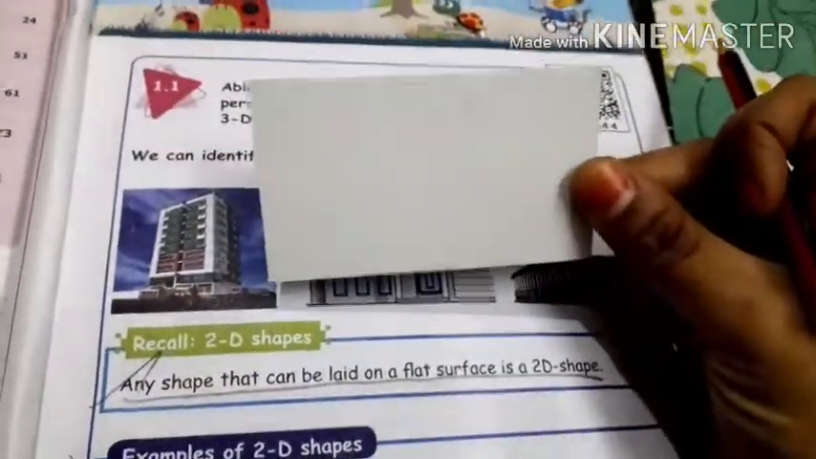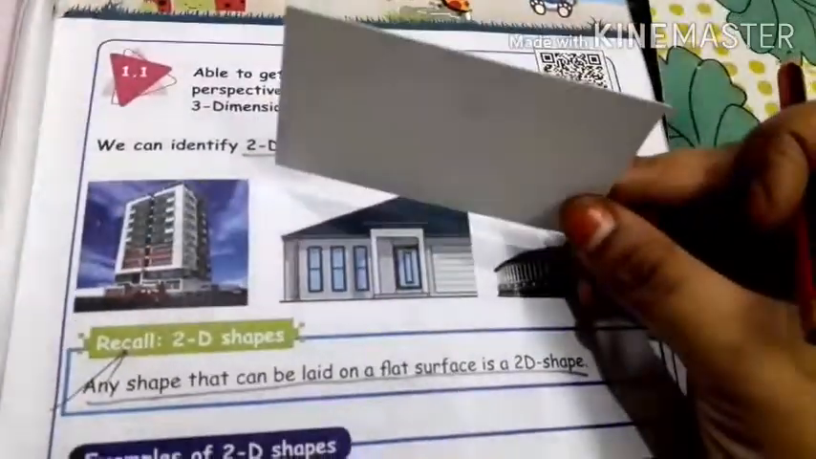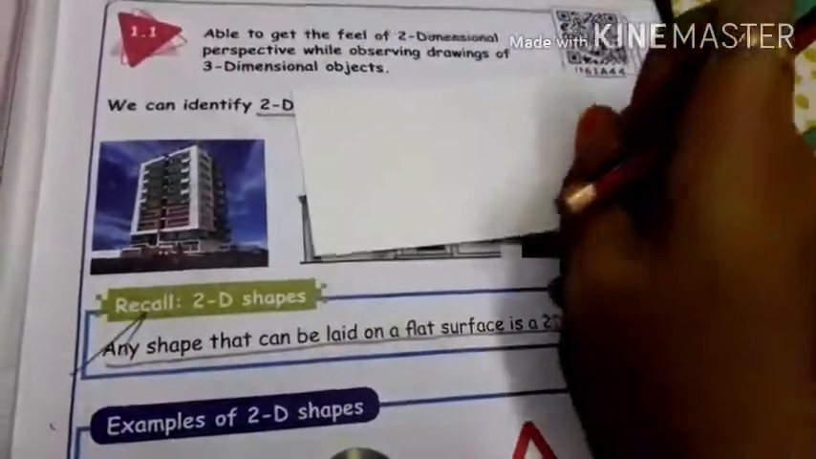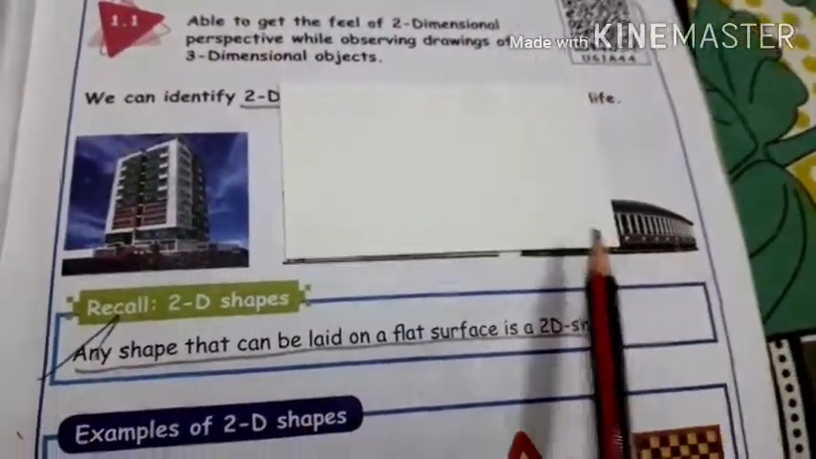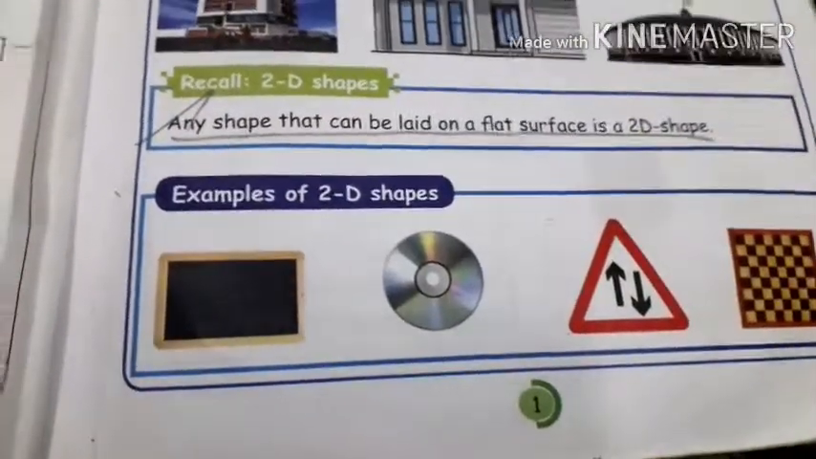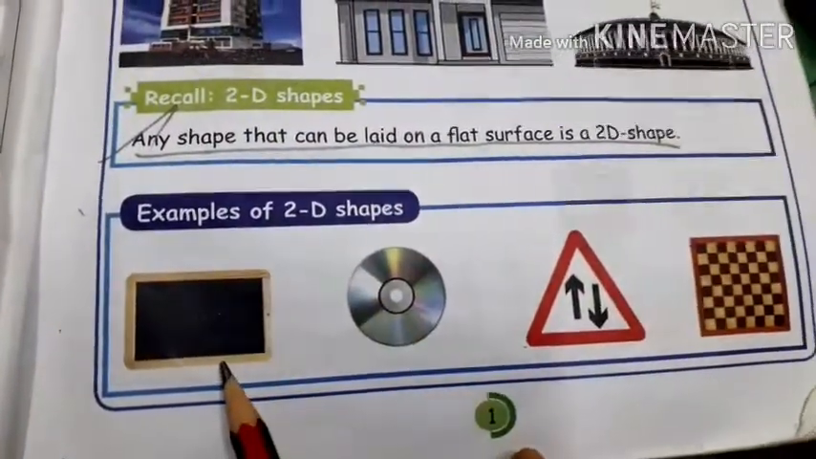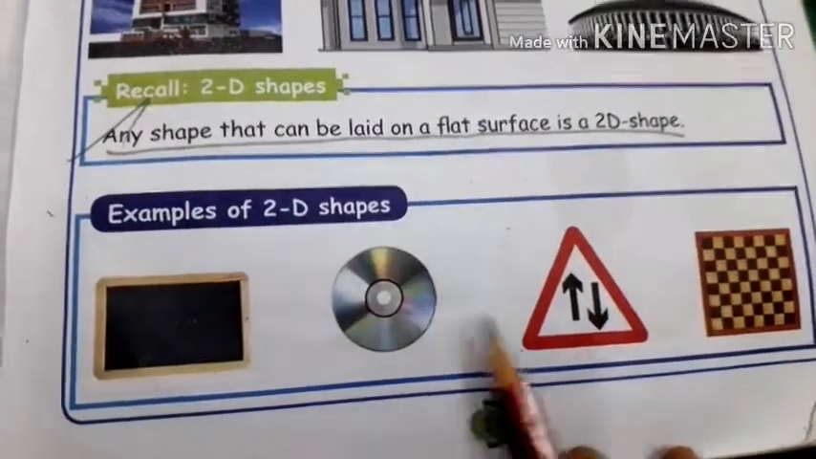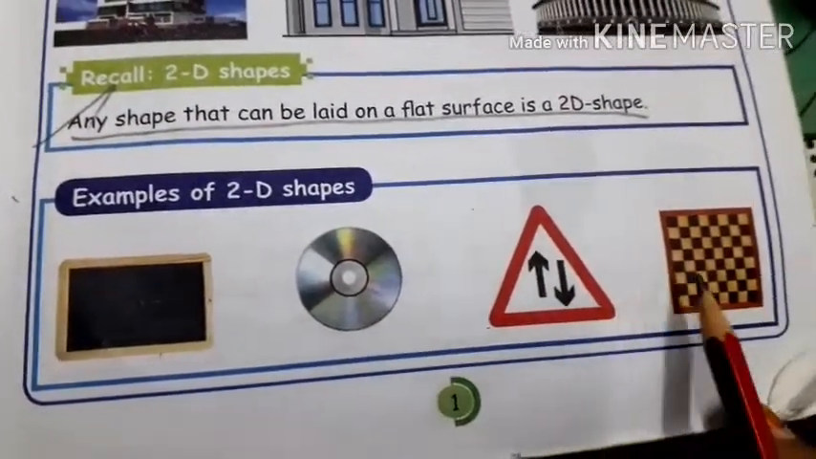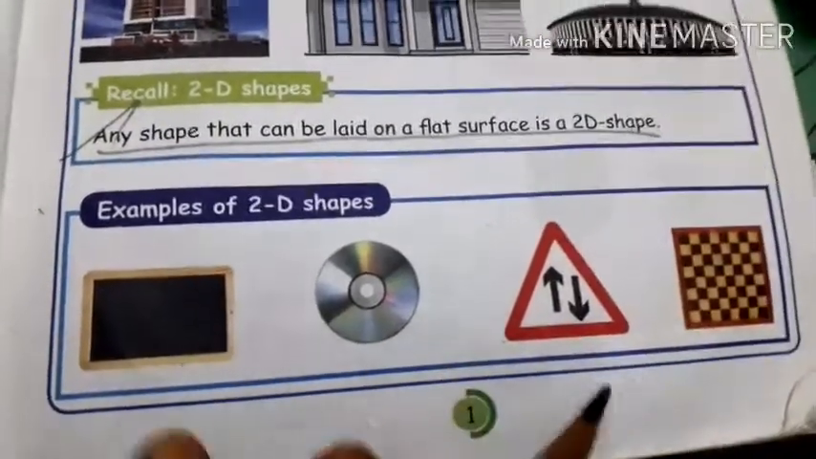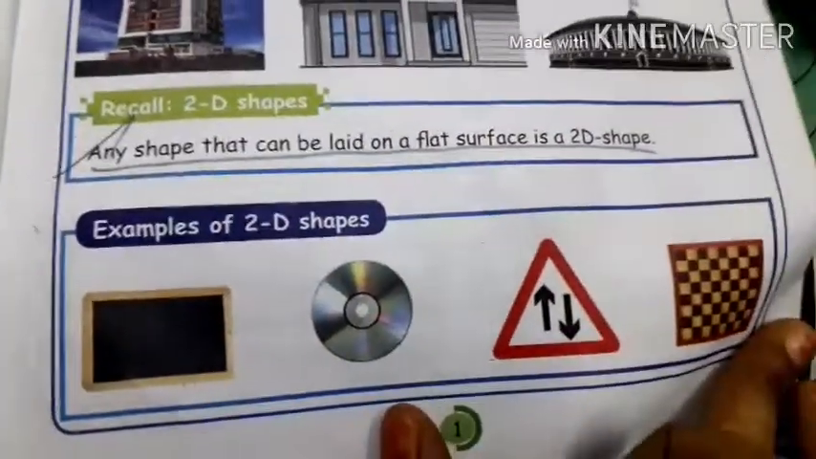For example, see, I am showing a rectangle. What is this? This is a card, a white color card. So it is a rectangle shape. What shape is it? See here, it is a rectangle shape. So this is a 2D shape. See here, they have given examples of 2D shapes: slate, CD, direction board and chessboard. All these are examples of 2D shapes.